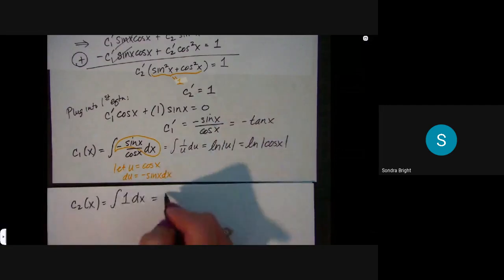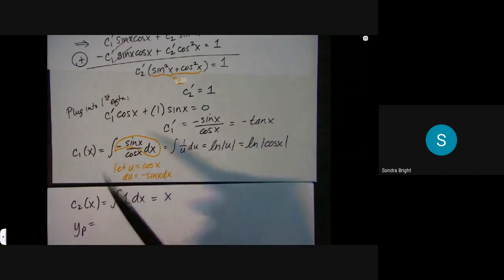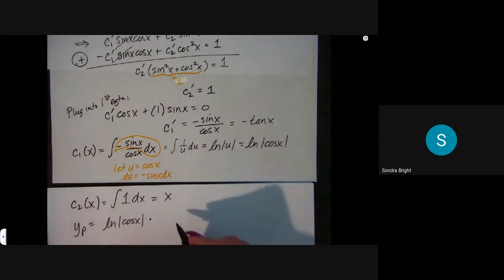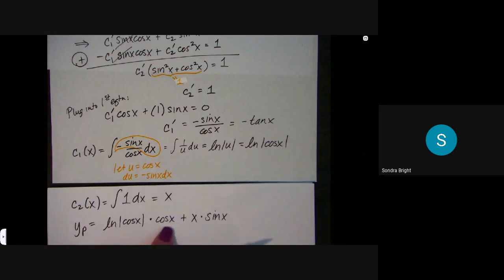And so your particular solution is C1, which we said was the natural log of the absolute value of the cosine of x, times u1, which was cosine of x, plus C2, which is x, times u2, which was sine of x. And of course, I am not leaving it like that. I'm going to bring the cosine in front because, yuck.